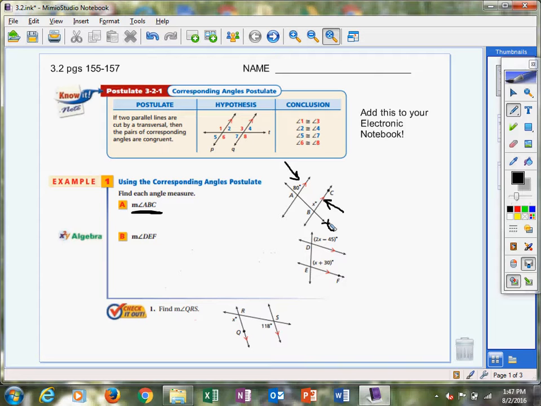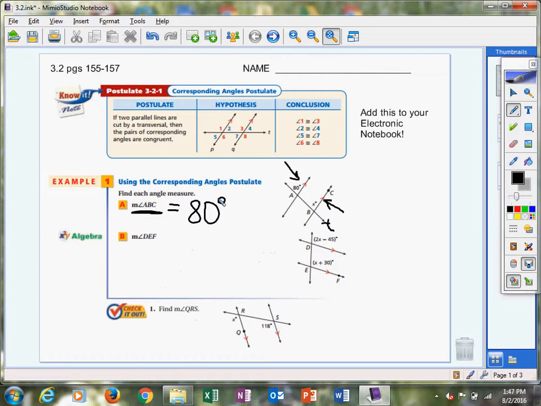So what corresponds with x degrees? What corresponds with it? There's only one angle up there that corresponds with it. And you're right. That would be 80 degrees. That's how much that angle is worth. Okay? Let's look at the measure of angle DEF.